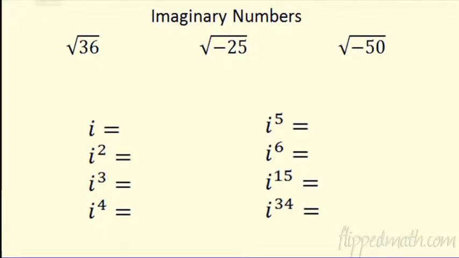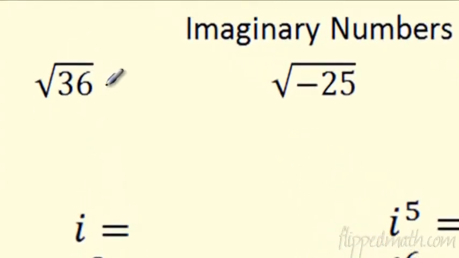Let's take a look at what an imaginary number is. Well, let's look at some things we know. The square root of 36, no problem. That is just 6. 6 times 6 is 36, so those are real numbers. In the past, if you typed the square root of negative 25 into your calculator, it says non-real answer. It's true, these are not real answers, but we have imaginary answers.